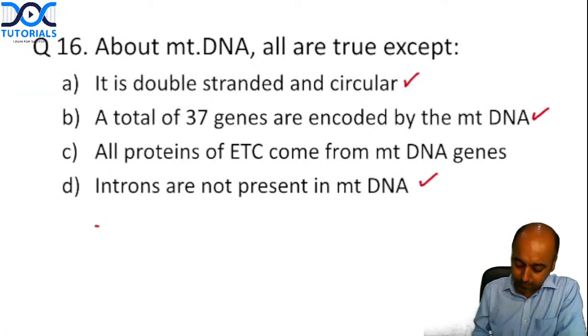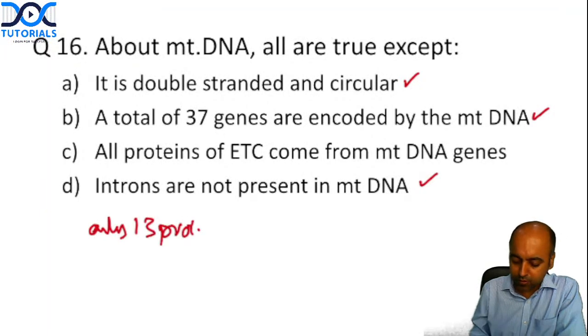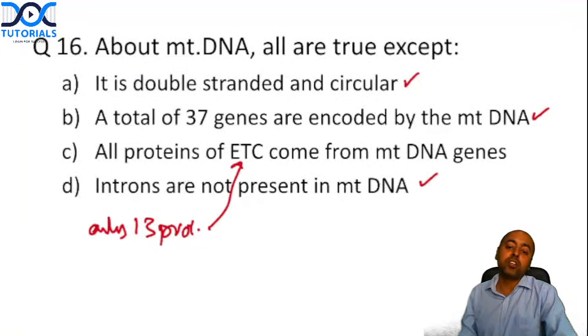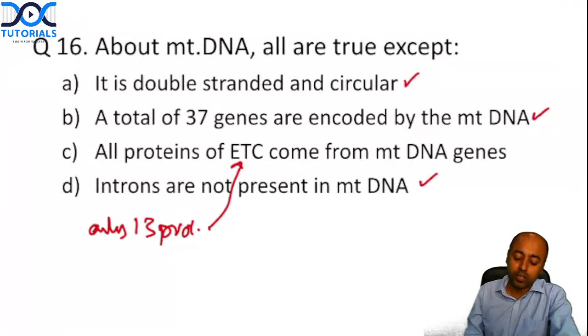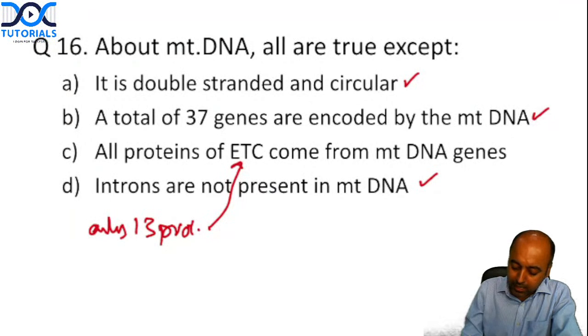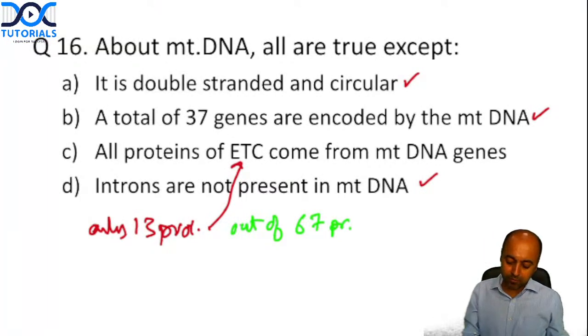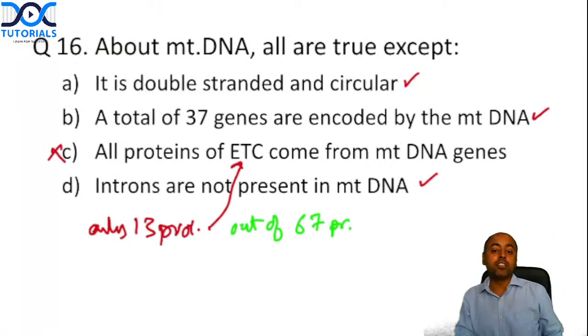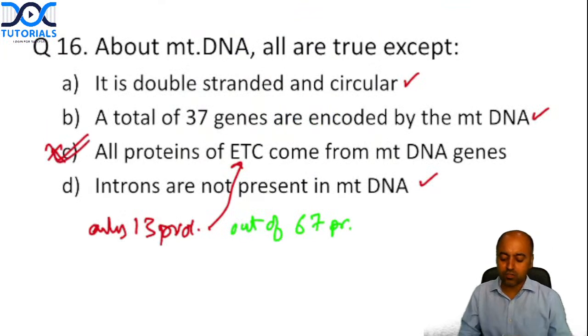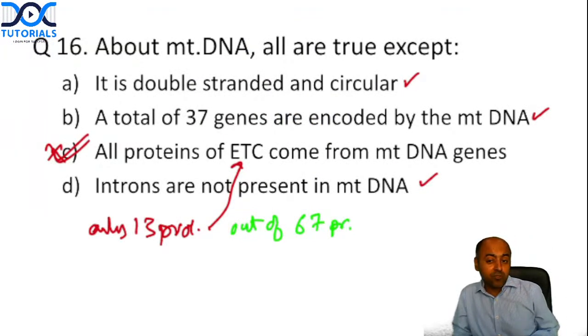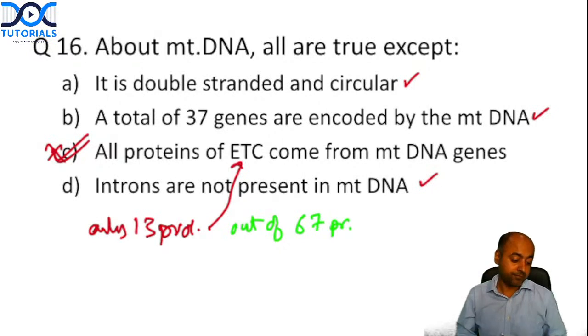Only 13 proteins of electron transport chain will come from mitochondrial DNA. Electron transport chain has 67 proteins. Out of 67, only 13 proteins will come from the mitochondrial DNA. So this point is not correct. So the answer in this case will be: all proteins of ETC come from mitochondrial DNA genes? No, not true.